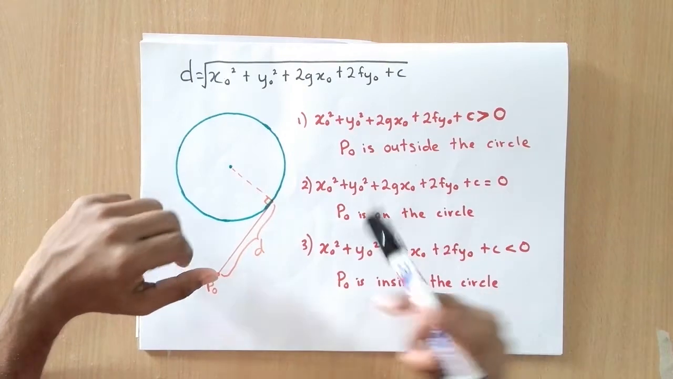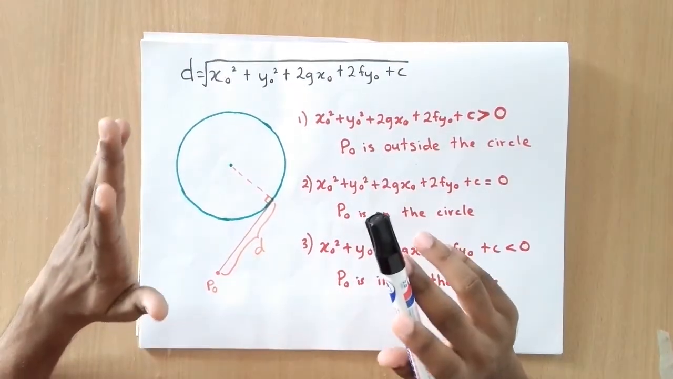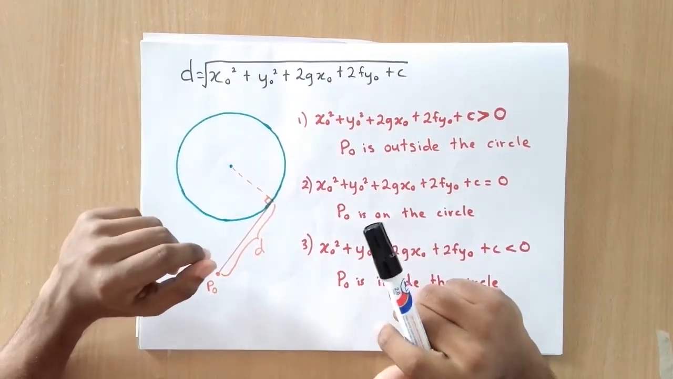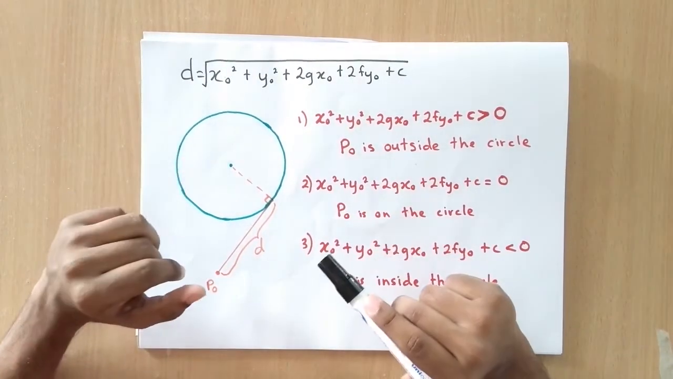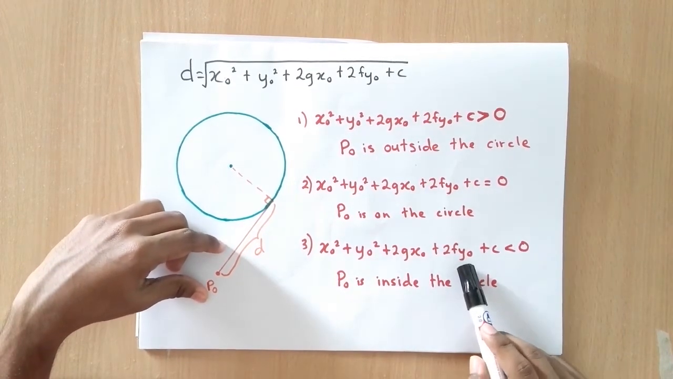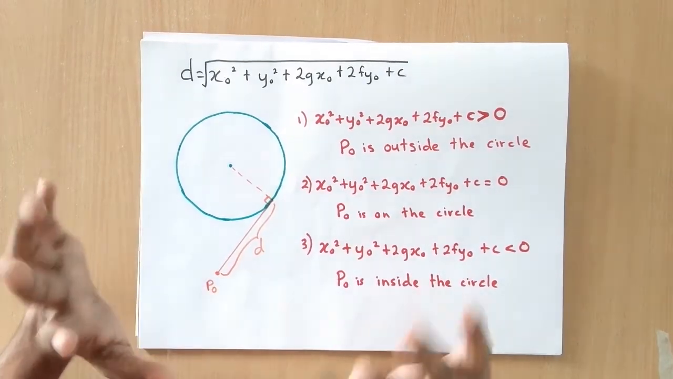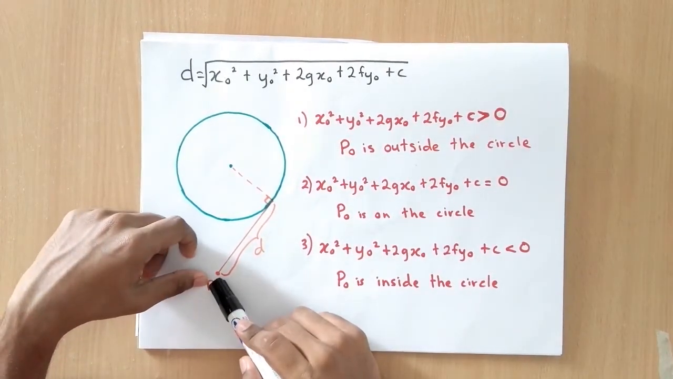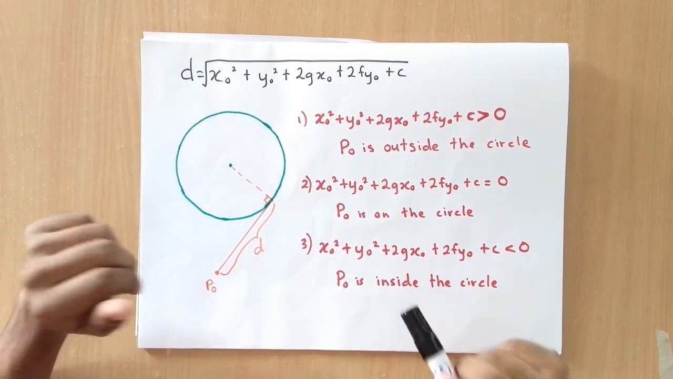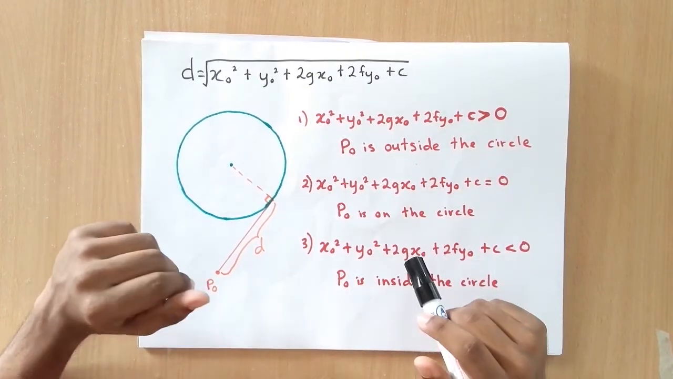So what happens if d is less than 0? You must realize that there is no such thing as negative distance. Therefore, distance d can never be less than 0. However, if we get a value where x naught squared plus y naught squared plus 2gx naught plus 2fy naught plus c is less than 0, this means that d does not exist and the point P naught lies inside the circle. So that is how we determine the position of a point with respect to a circle using the length of a tangent. Let's try out an example.